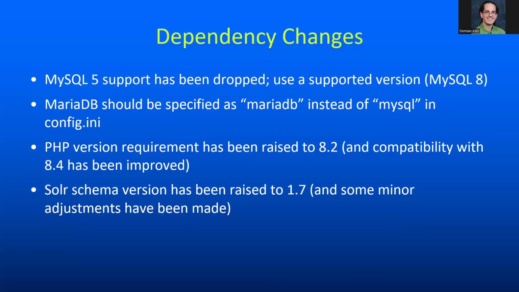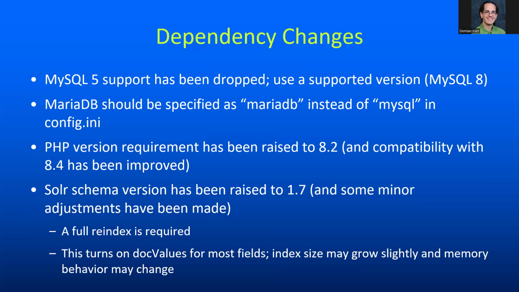We've also modernized the Solr schema. We've raised the schema version to version 1.7, which is much more modern than the ancient version we've been using for a very long time. We've also made a few minor adjustments along the way. Because of this, you will need to make a full reindex of Solr when you upgrade, so prepare for that. And note that the new schema defaults turn on doc values for most fields.